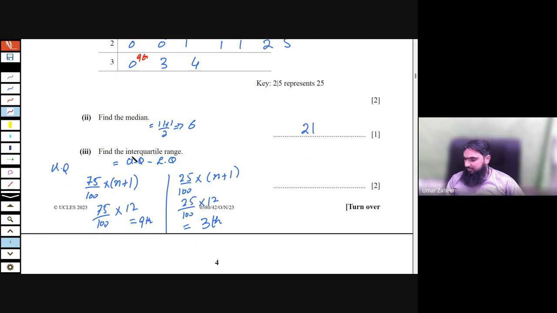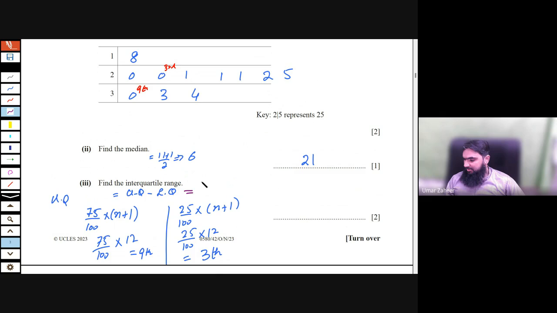So the upper quartile is the ninth value, which is 30. 30 minus 20, the lower quartile, the third value, that is 20. So it is going to be equal to 10. Yes, anyone, any question?